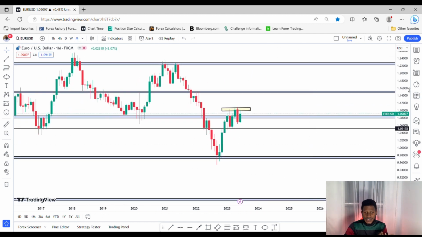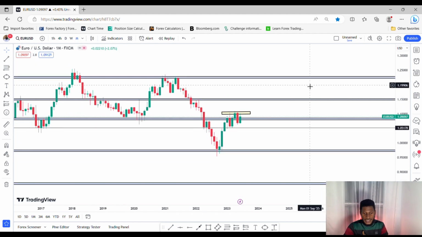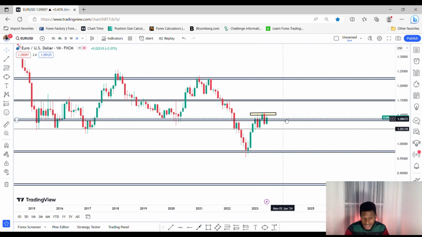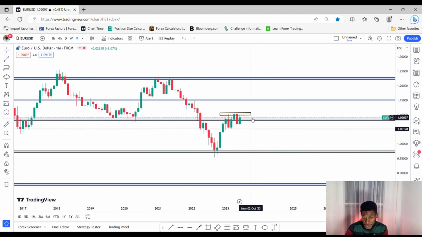Like I said, the Euro USD is an absolute inverse of the dollar index. And can you see that on the monthly time frame of the Euro USD, there is an absolute range. It is ranging. There is no clarity. It is ranging on a major resistance level. So basically, it's slightly trading above the resistance level, but it's just around that area.